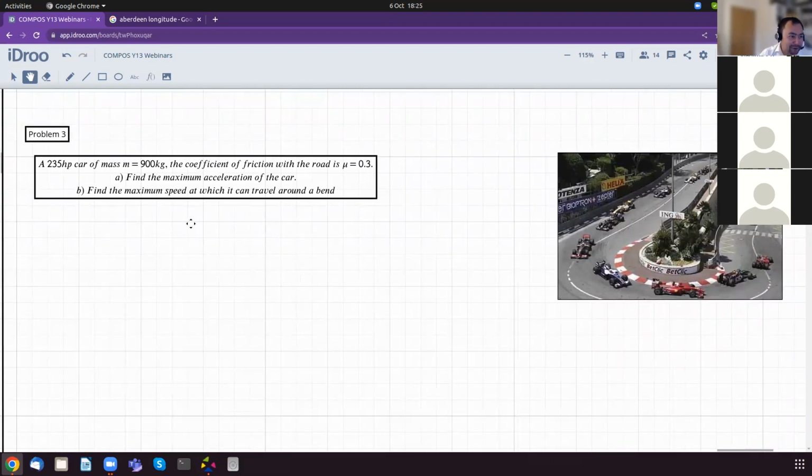A 235 horsepower car of mass 900 kilograms has a coefficient of friction with the road of 0.3. Find the maximum acceleration of the car. Now, this is a tricky question, because it seems that it wants you to find the maximum power in watts and then apply this and find the maximum acceleration of the car. If you go down this road, you will not get an answer, because the acceleration of the car would be infinitely large. Well, we can try going down that road.